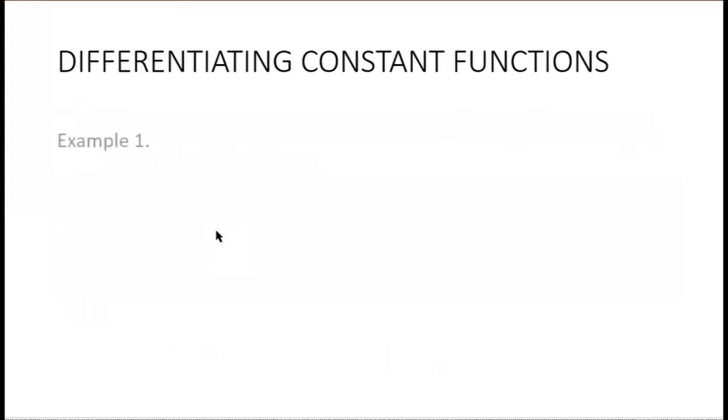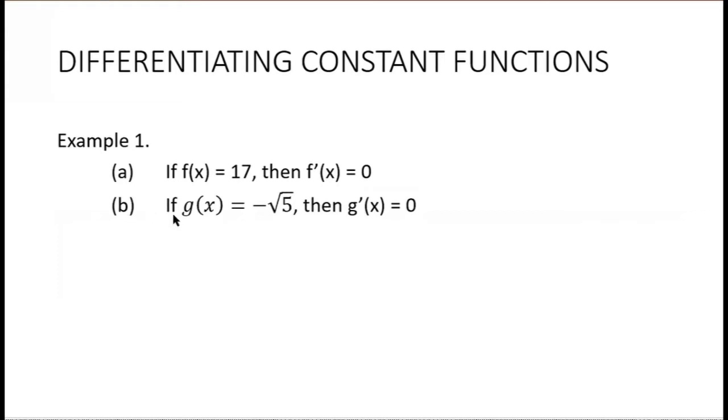Bigyan tayo ng example. Number 1. If f of x is 17 and 17 is a constant, therefore, yung kanyang derivative, 0. Okay? Letter B, if g of x is equal to negative square root of 5, again, negative square root of 5 is also a constant. Therefore, the g prime of x is also 0. And the last, if h of x is equal to 3 pi, and 3 pi is a constant, then the derivative of h of x is also 0.